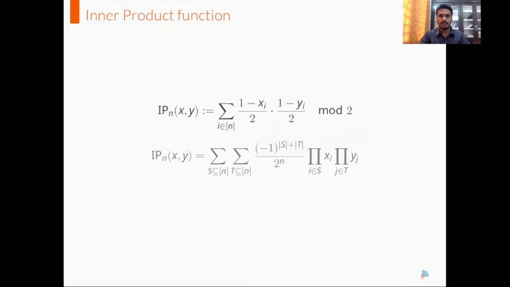So yeah, again, another interesting function is the inner product function. As the name suggests, if x and y are thought of as inputs from {0,1}^n, this is just the usual inner product over F2. If x and y are from {-1,1}^n, it translates to this function. And this is the Fourier expansion of the inner product function. And the thing to note here is that all the Fourier coefficients are 1 by 2^n in absolute value. Such functions are called bent functions.